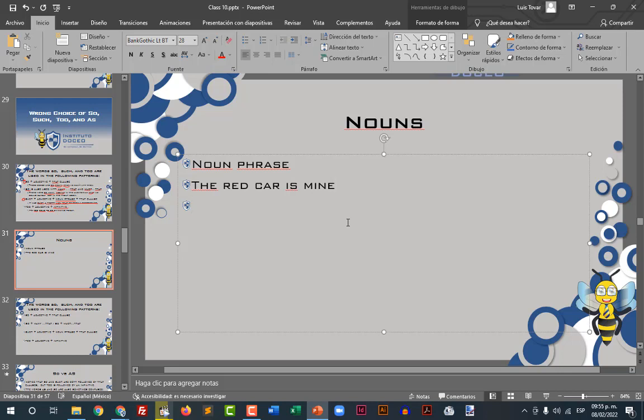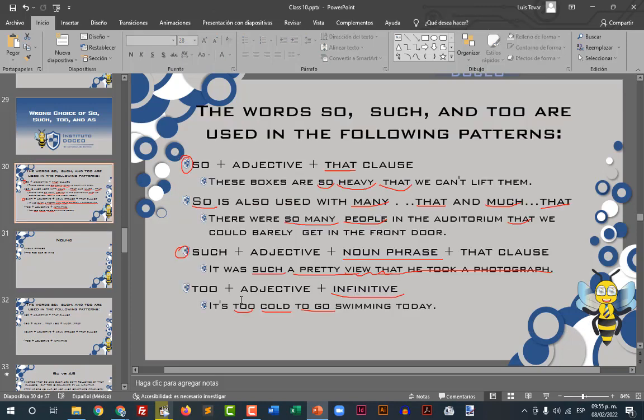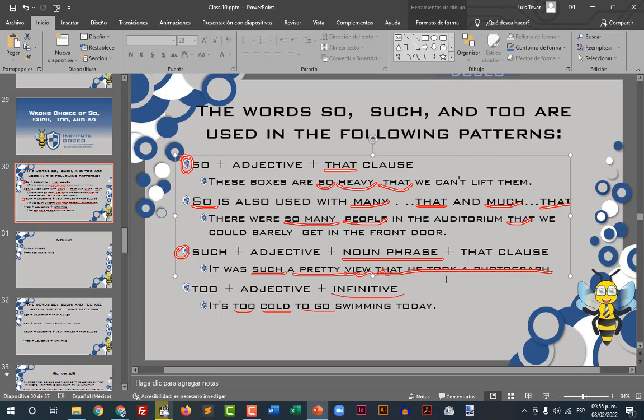So if we go back to the slide that you showed, it says, it was such a pretty view, plus a clause, right? And remember, clauses have subject, verb, and complement. So we have that he is a subject, took is a verb, a photograph is the complement. It says that he took a photograph. Okay, thank you.